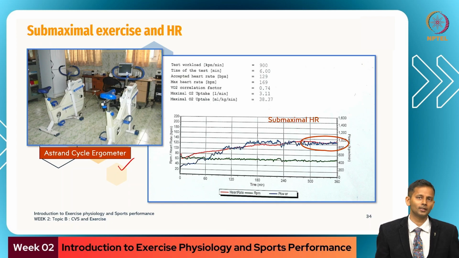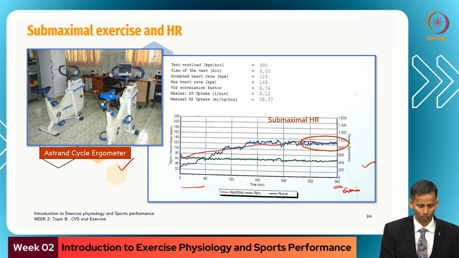So let's focus on the submaximal heart rate in response to this submaximal exercise. I want you to pay attention to this graph, wherein, with time up to 6 minutes, we have done the test, and then we have plotted the heart rate and the revolutions per minute, the pedal revolution, is plotted here. If you see the RPM, it has been kept constant at 60.